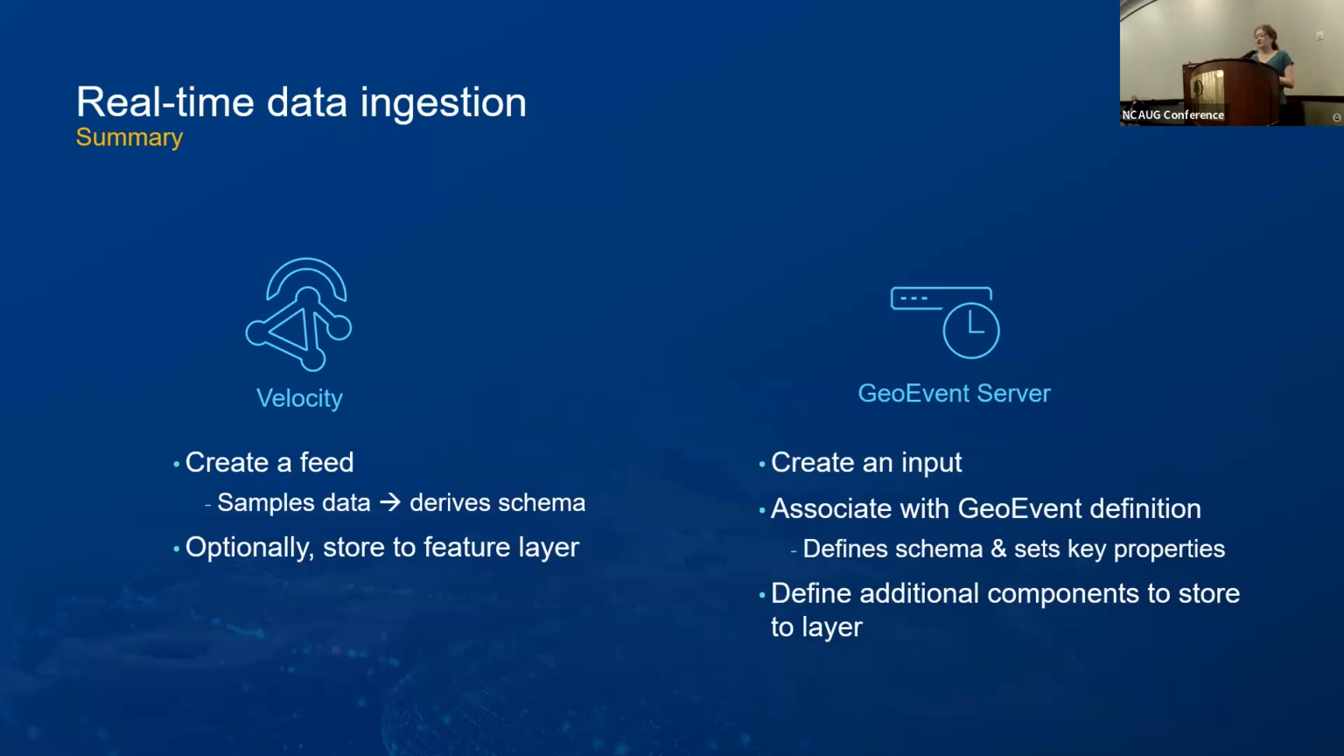But within GeoEvent, you create something called an input, but on the whole, it's in many ways the same thing. You do some things differently, like on the side, you create a GeoEvent definition, which defines your schema, and then you associate that with your input. And you would define additional components if you actually wanted to store something. Whereas in Velocity, this is all collapsed into one process. But the approaches are very much the same.